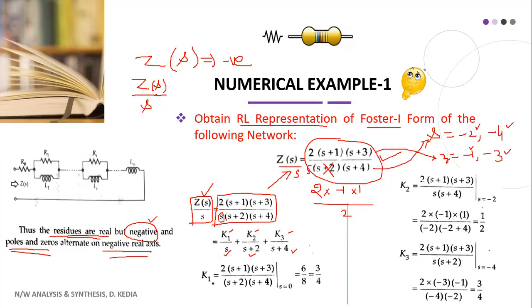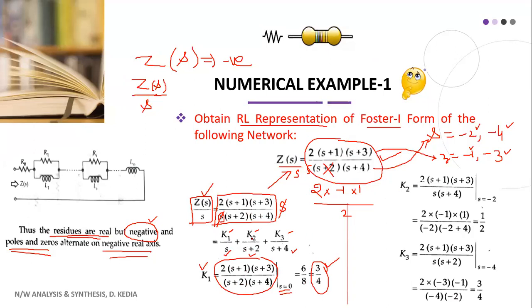Okay, so if we want to obtain k1, we will multiply the entire function with s and substitute s equal to 0. If we multiply this with s, this s and s will be cancelled and you will be left with this. There is no s here because that s has been cancelled. And if you substitute s equal to 0, you get 3 by 4. So the value of k1 is 3 by 4.